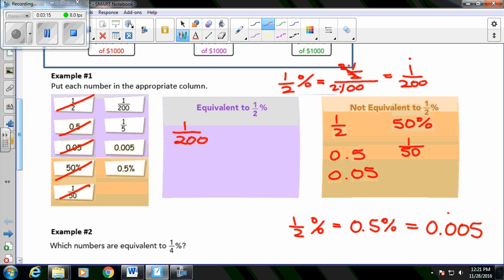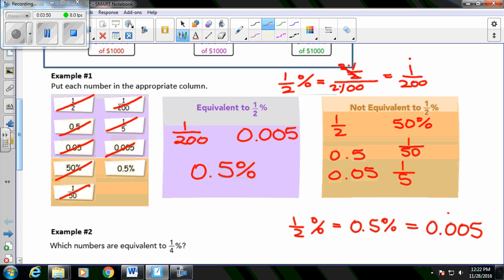That is 0.5%. 1/5, we should recognize from a previous lesson, is 0.2, or 20%. 0.005. Bingo. And the last one, 0.5% or 0.5%, that is also correct.